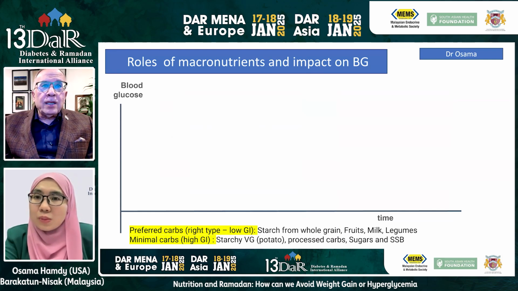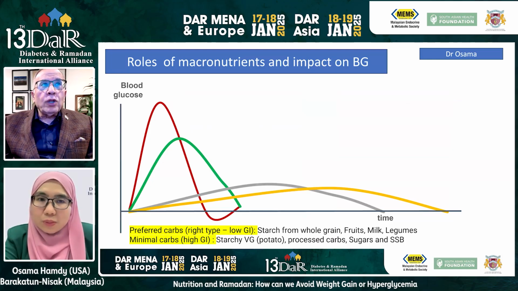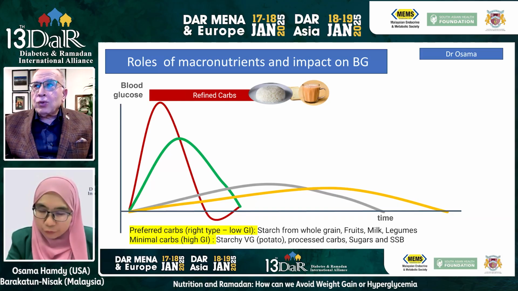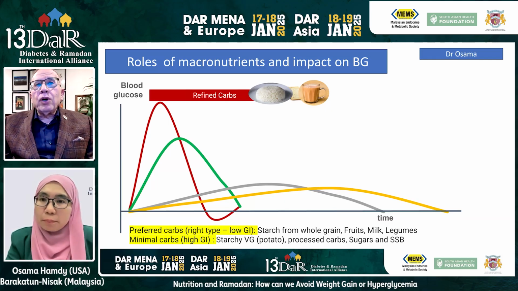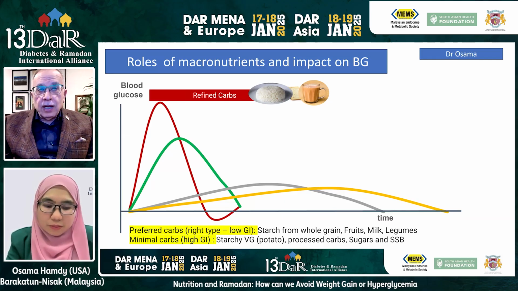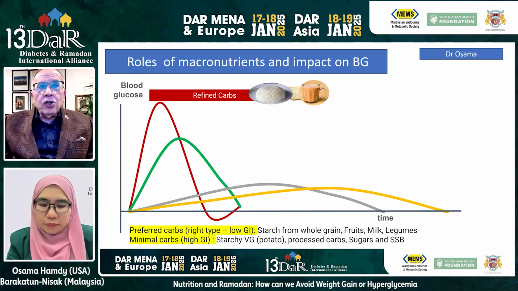So if you eat high glycemic index carbohydrates, what will happen? In red, you can see the blood glucose will go way, way up quickly, and then way, way down quickly. That's what is called reactive hypoglycemia. So if you eat highly refined, highly processed or sugary carbohydrates at suhoor, the blood sugar will go up and come down, and you will immediately feel hungry in 3, 4, 5 hours.